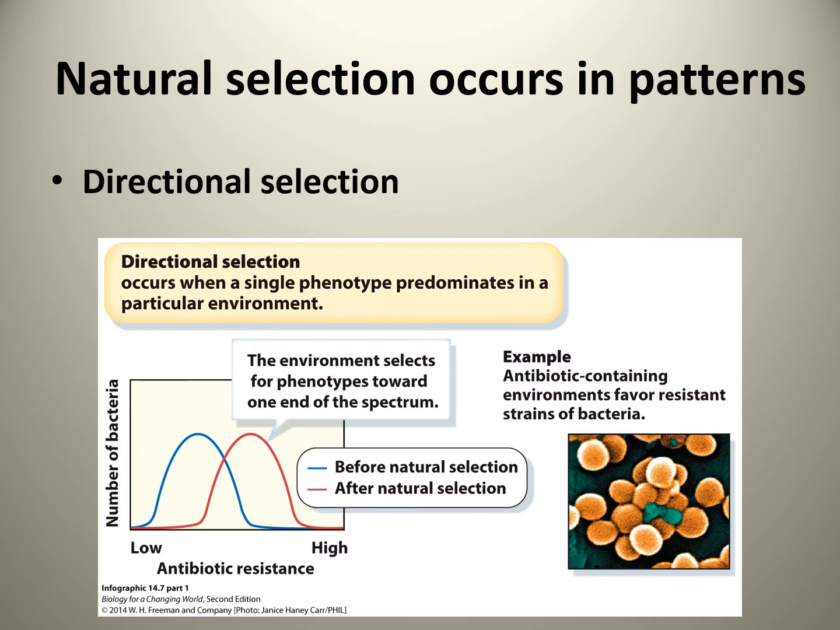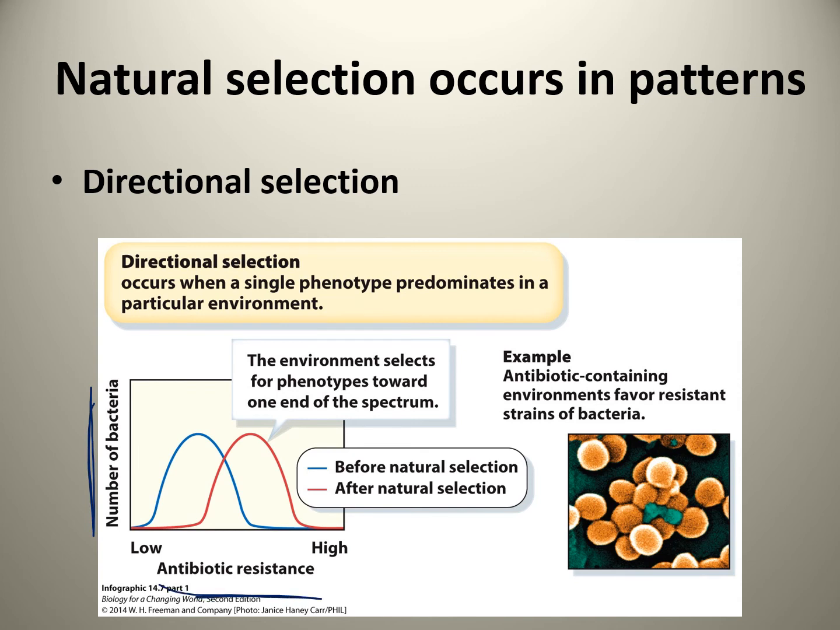So let's go over it in a little bit more detail here. Directional selection occurs when a single phenotype predominates in a particular environment. So the example here is antibiotic-containing environments that favor resistant strains of bacteria. You can see the number of bacteria here, and then we have antibiotic resistance.